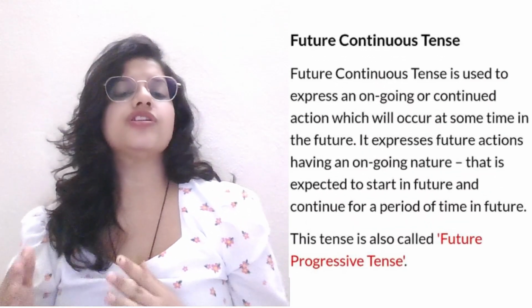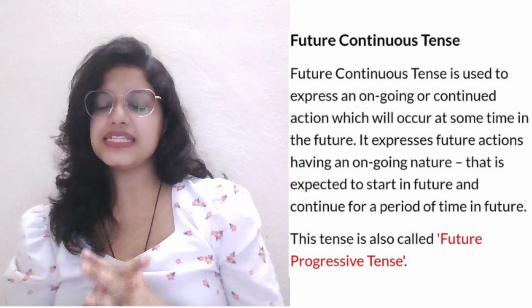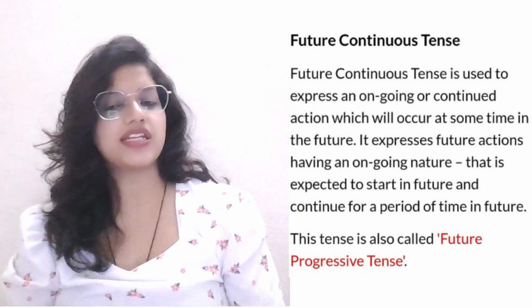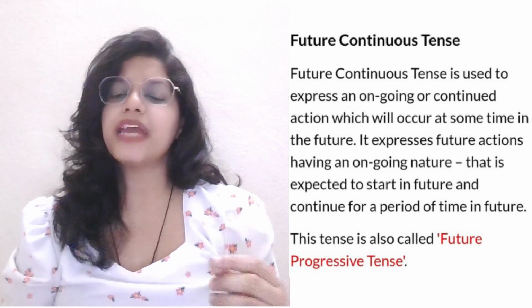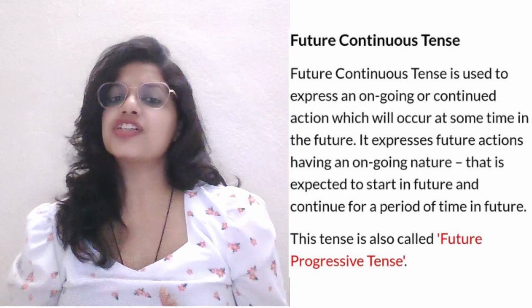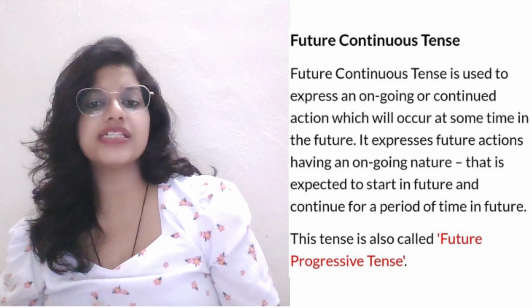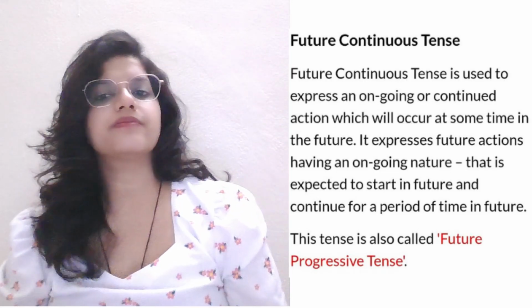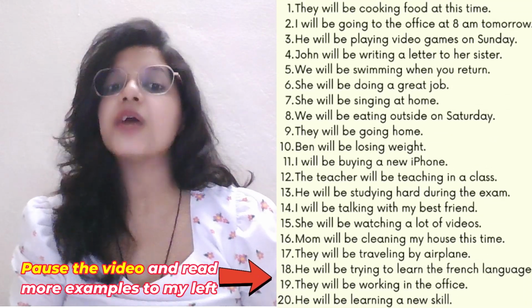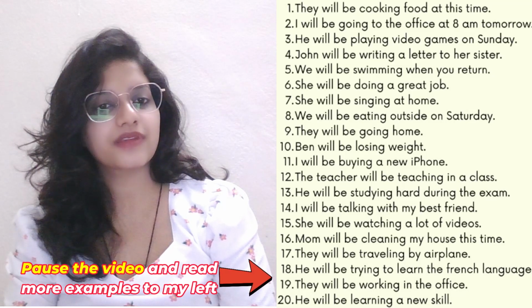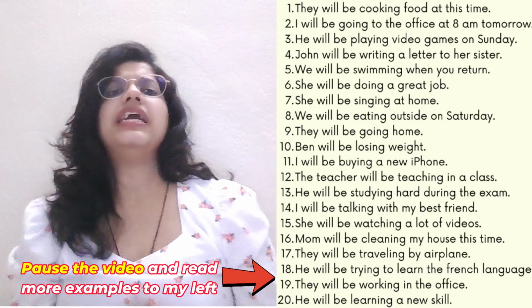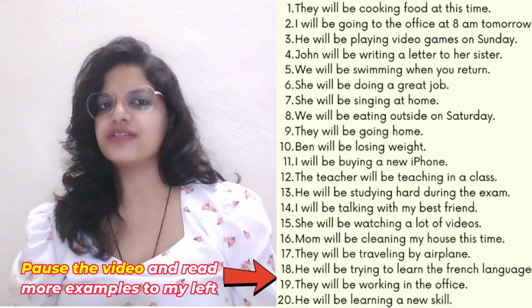Next, we have the future continuous tense. This tense is formed with will be followed by the present participle, which is the verb ending in ing form. We use it to describe actions that will be in progress at a specific time in the future. For instance, this time tomorrow, I will be traveling to you. They will be waiting for you at the station. It gives a sense of ongoing action.